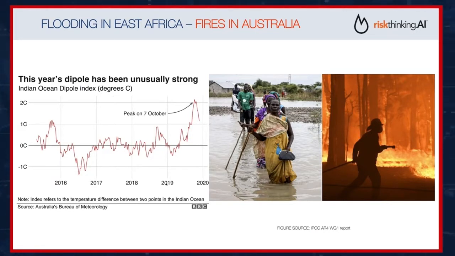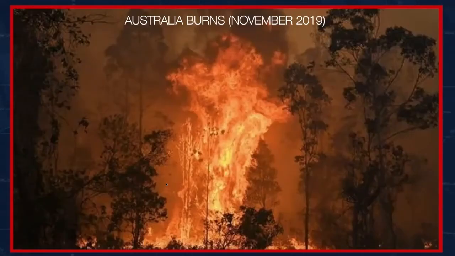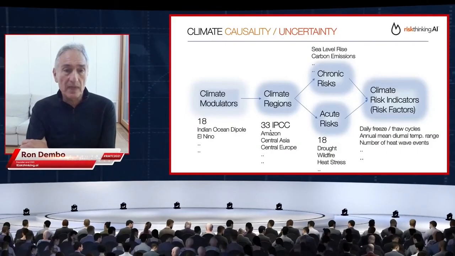So, a few years ago, we saw these floods in East Africa and Australia burning. And that caused millions of people to be disrupted, a lot of deaths and a lot of food problems. And in Australia, simultaneously, we had a lot of biodiversity loss, a lot of economic loss, and people actually passing.